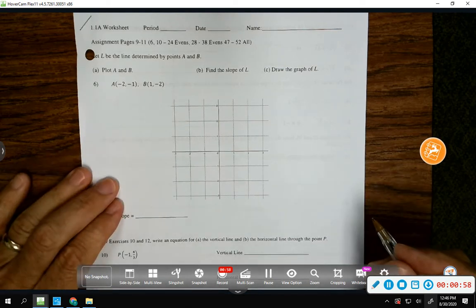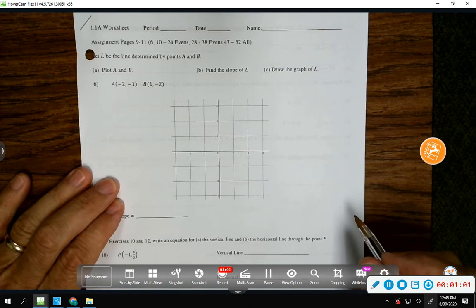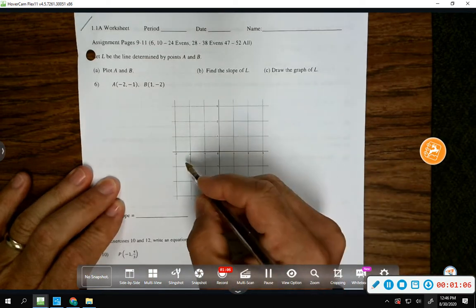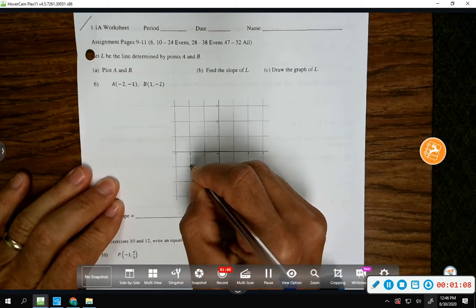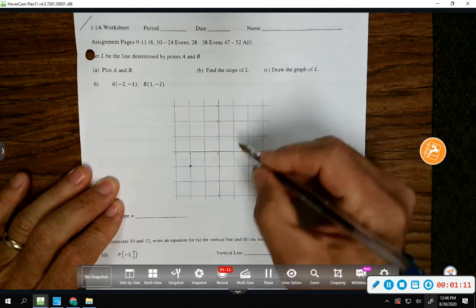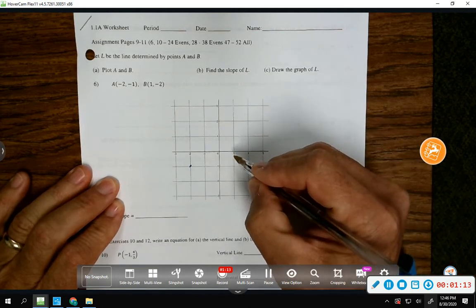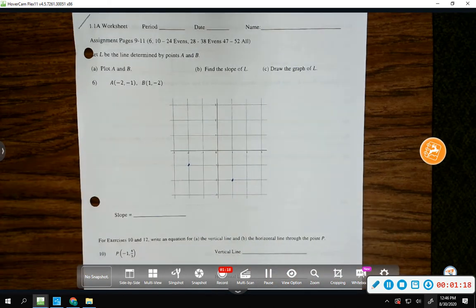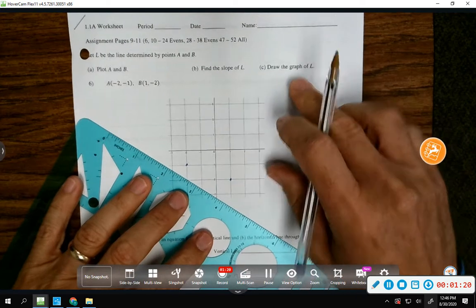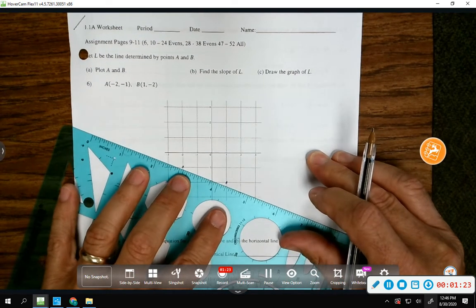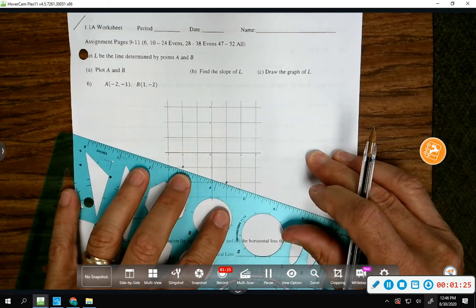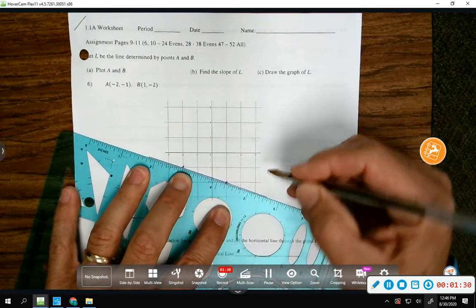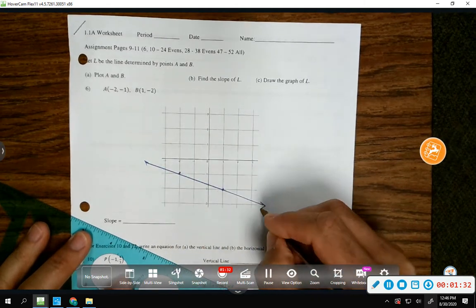Okay, this says plot point A and point B, find the slope, and then draw the graph. So if I'm going to plot this, I'm going to go back 2, down 1, is that point right there. Point B, I'm going to go to the right 1, down 2, is this point right here. And I'm going to connect those two points. I'm going to go ahead and do part C right away. Let me graph it. So get a nice straight edge. Hopefully some of you still have your geometer from your honors geometry class. There it is. Okay?